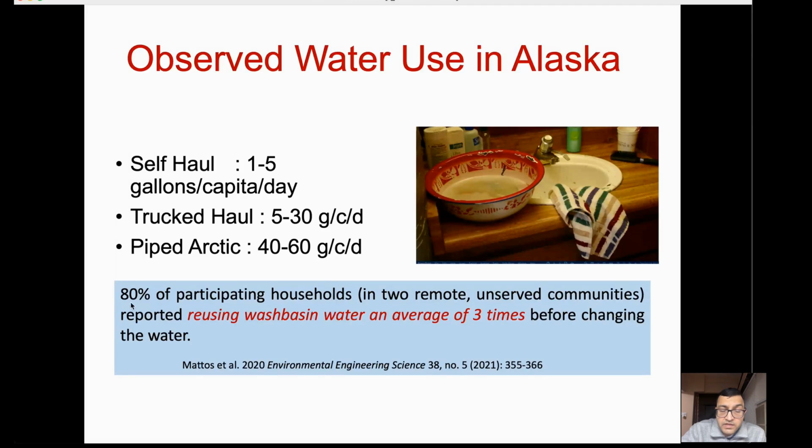And then the recent study by Mattis et al., 2020, found that 80% of the participating households in the 2 remote and unserved rural communities that they studied reported reusing the wash basin water, like in this bowl here, an average of 3 times before changing the water.